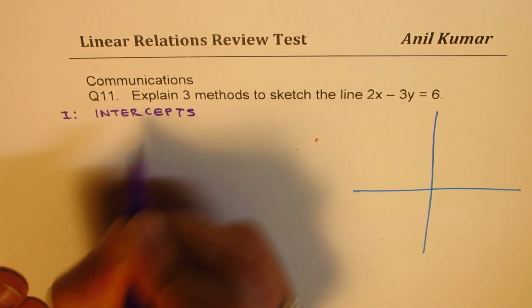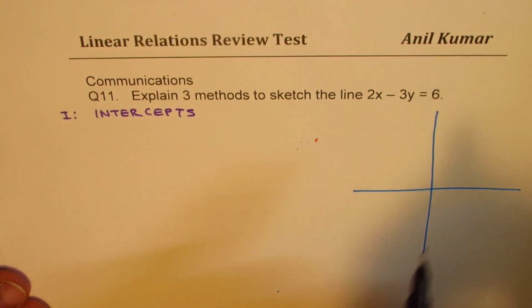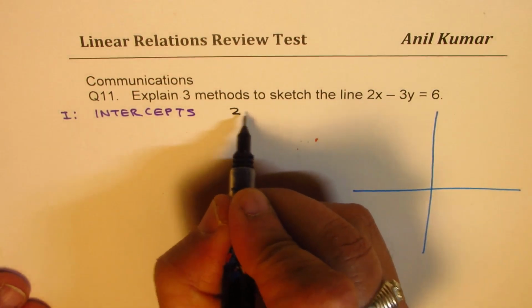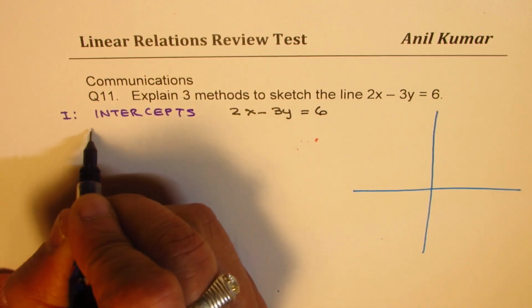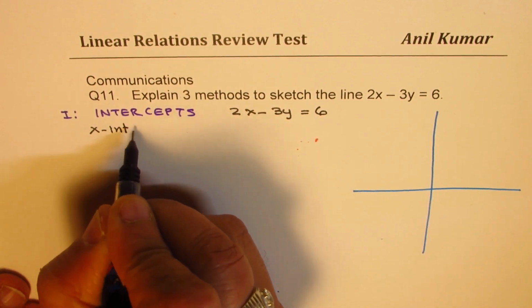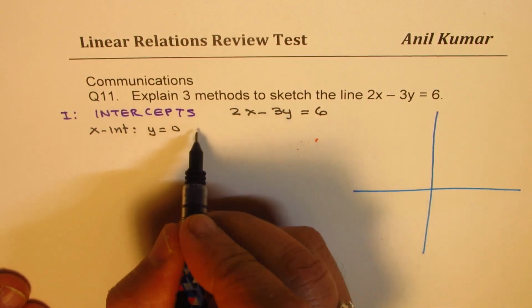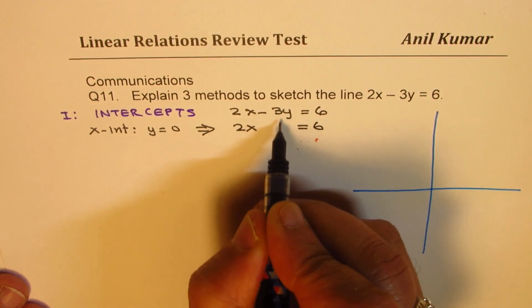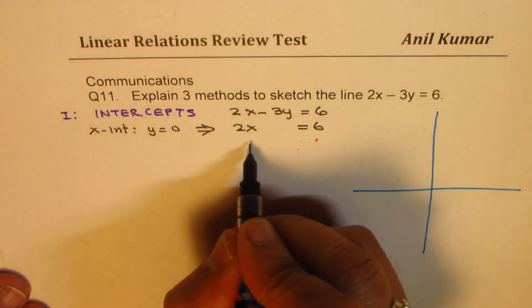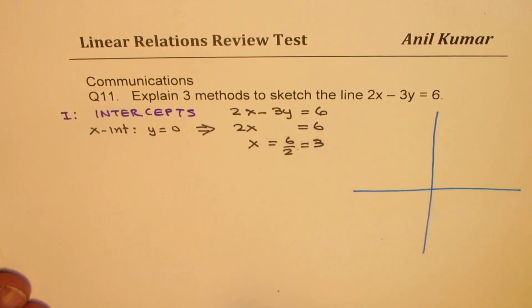Very few students use this method. However, you'll find this is very effective way of sketching lines. So the equation given to us is 2x minus 3y equals to 6. So how do you get the x-intercept? We did it earlier. That means y equals to 0. So if I substitute y equals to 0, what do I get? I get 2x equals to 6 since y is 0. So that tells you that x is equal to 6 over 2 or 3. So we have an x-intercept which is 3.